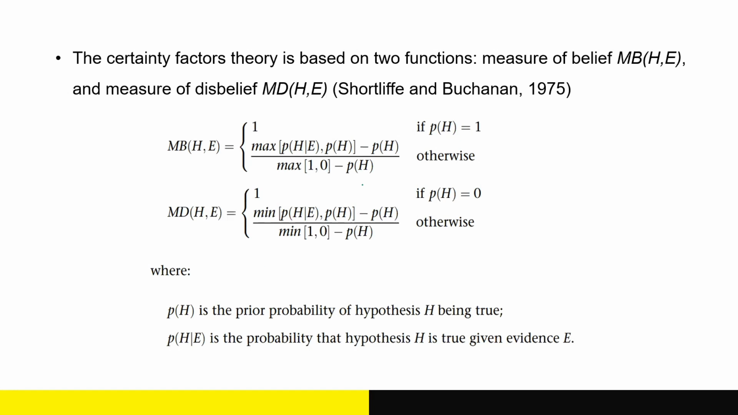So for the measure of belief, if the probability of the hypothesis P(H) is equal to 1, then it means that you're absolutely certain that the hypothesis is true, then the function returns 1. Otherwise, it will take the maximum of the probability of hypothesis given E, P(H|E), and the probability of hypothesis, P(H), minus P(H). So for example, the maximum of 1 and 0 is 1, so minus whatever the value of the probability of the hypothesis. And for the measure of disbelief, if the probability of the hypothesis is equal to 0, then it will return 1. Otherwise, it would take the minimum of the probability of the hypothesis given E and the probability of hypothesis, minus P(H). So for the minimum, we have 0 minus whatever the value of the probability of the hypothesis.